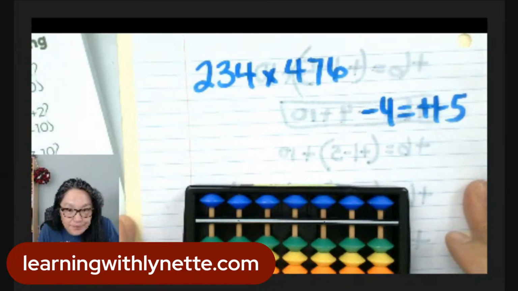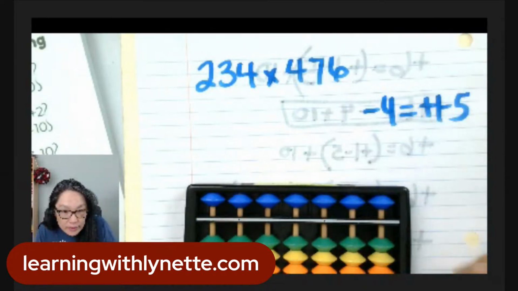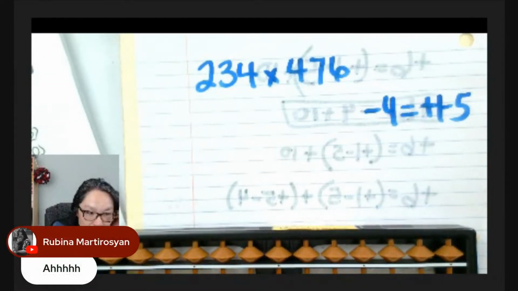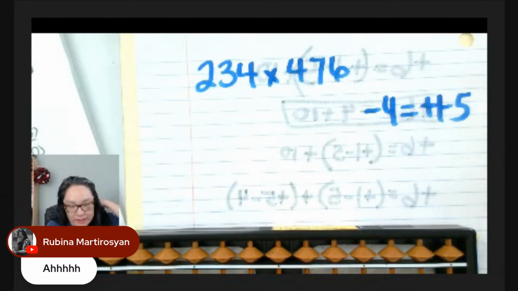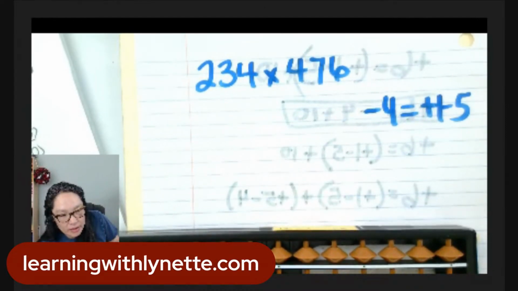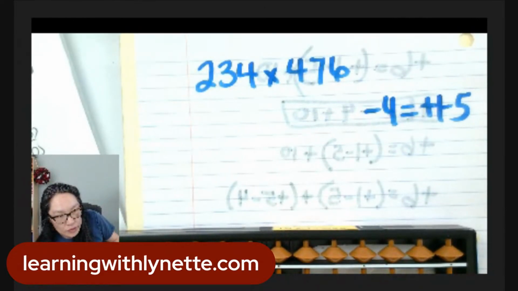Okay, so again, we're going. I gotta get a bigger abacus for this one. Yeah, you're absolutely right, Rabina. And so it's all about being flexible and understanding your numbers. That's all it is. The ultimate thing is you're still trying to understand it.